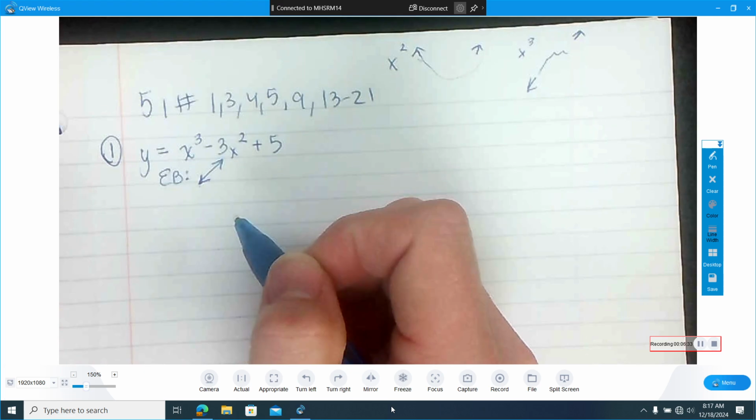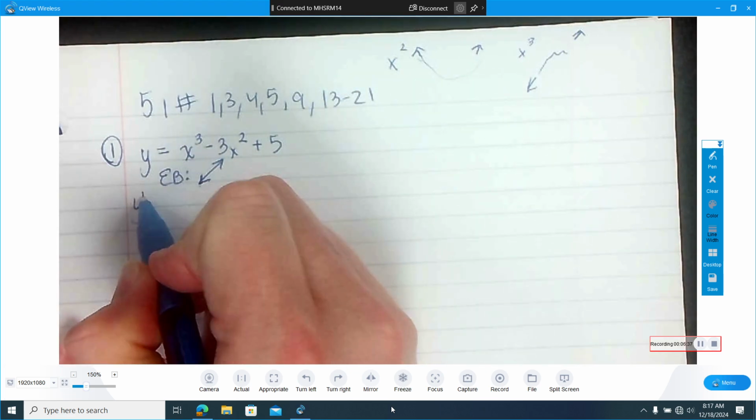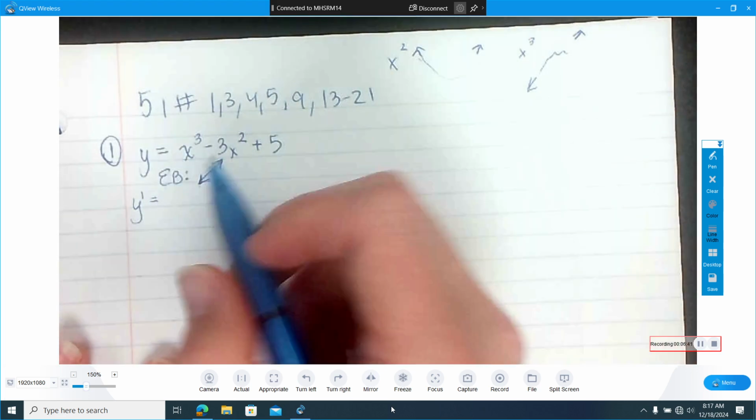Anyway, all right, we want to do a couple of things, and I think for this problem, I'm going to start by taking a derivative. What is the derivative of our function?